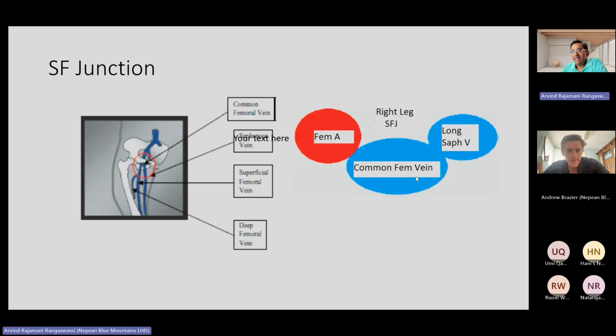As I said, vein, artery, and nerve is from medial to lateral. So this is the right side. So vein, artery, the nerve will be somewhere here. But medial to the femoral vein, you're going to have the long saphenous vein. Now, this is called the Mickey Mouse sign because it looks like Mickey Mouse.